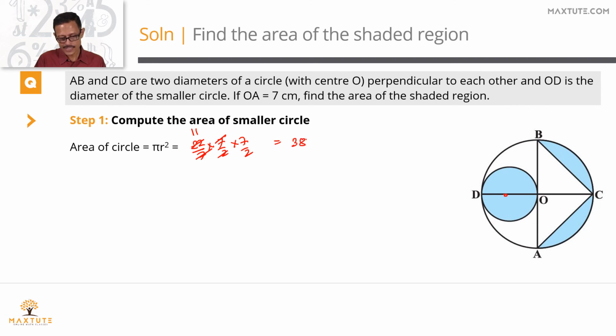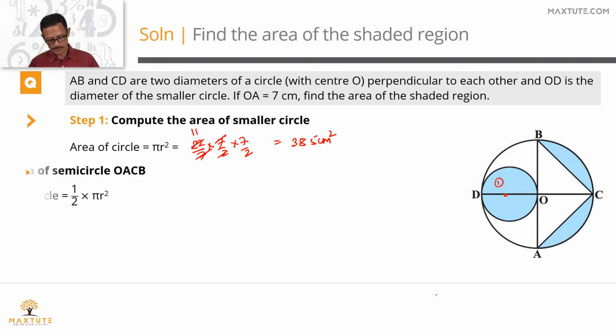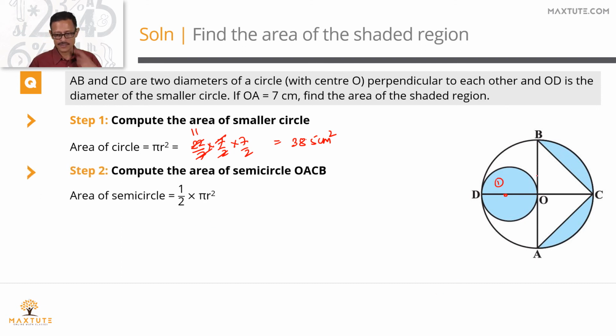77 by 2, 38.5 centimeters square is the area of the circle. So portion 1 done. Step 2, let's find out the area of the semicircle. Here the radius is equal to 7.